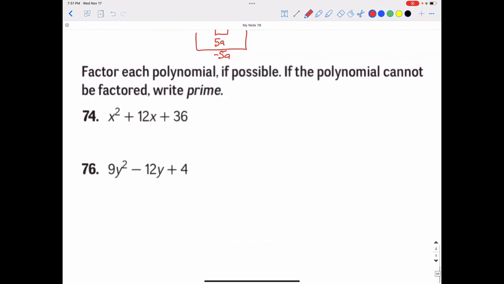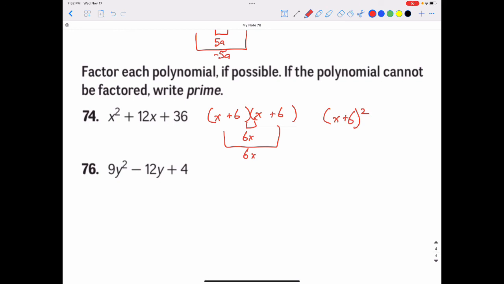Factor each polynomial if possible. If the polynomial cannot be factored, write the word prime. 74, can we do a distributive property? We cannot. So we will open up two sets of parentheses. So x and x. And factors of 36 that add up to 12x, that could be positive 6 and another positive 6. So inside is 6x, outside is 6x, so that adds up to 12x. And another way to write x plus 6 and x plus 6 would be x plus 6 squared.